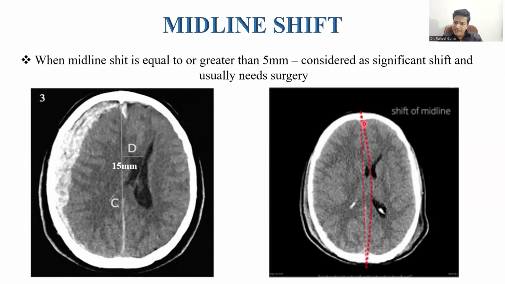So what we do, we draw a line from the crista galli up to the inion, the occipital protuberance, and then we draw a line from the center of the septum pellucidum, which we can identify with the help of the two lateral ventricles, and then we calculate the distance from the midline up to this septum pellucidum. If it is greater than 5 mm, it is considered a significant midline shift.